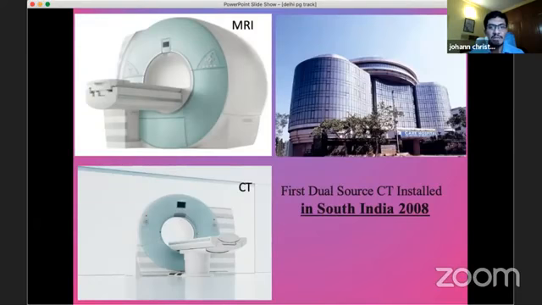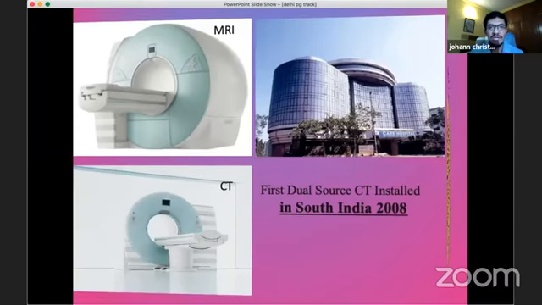In 2008, I had the pleasure of coming back to India from the US. So we got our first dual source CT, which is below, and also our 1.5 Tesla MR with a specific cardiac package.